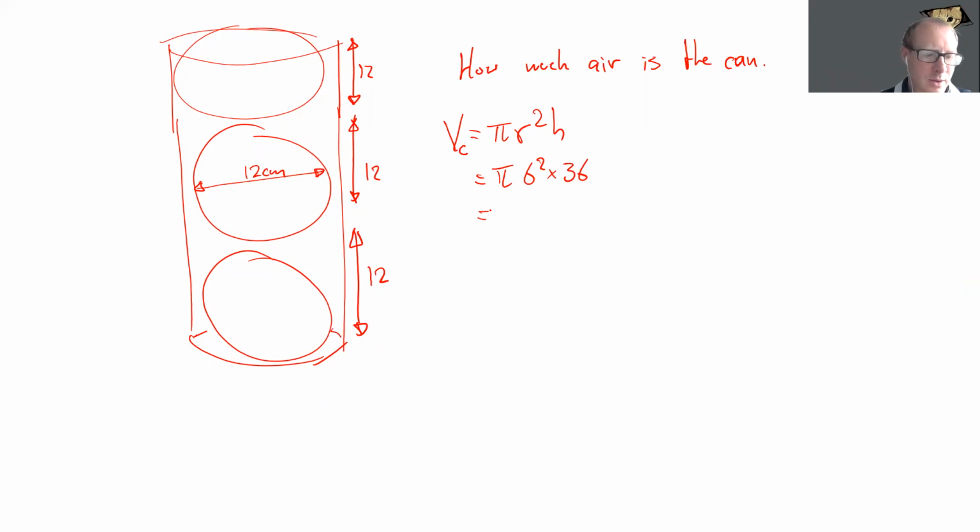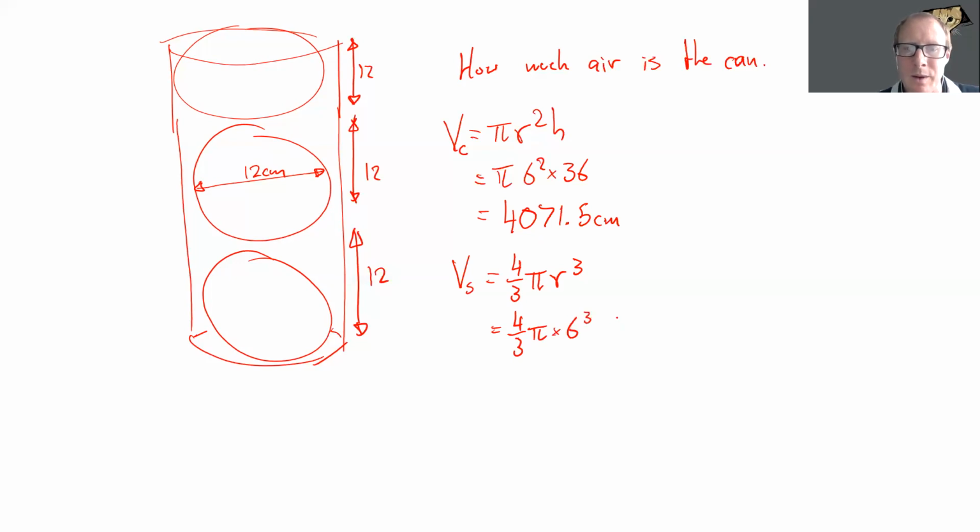And that is what we're going to put into our calculator to get an answer of 4,071.5. Now that's the volume of our cylinder. Now we need to take away the volume of our 3 spheres. Now, one sphere, or one ball, has a volume of 4 over 3 pi r cubed. Our radius is not 12, it's 6 for one tennis ball, but we have 3 tennis balls, so we times by 3 there.